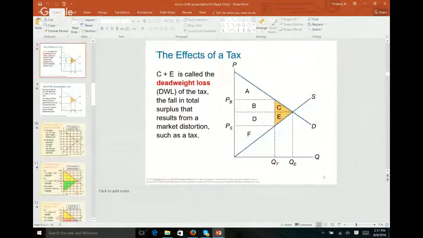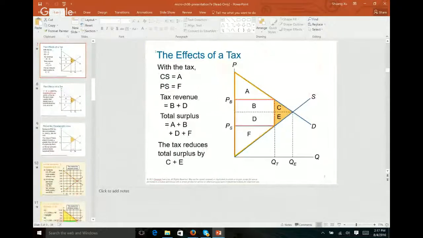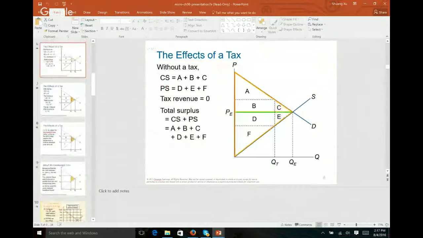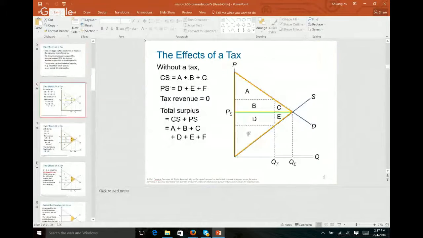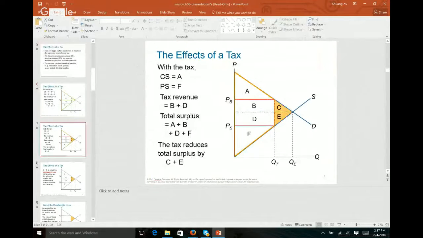So for C and E, let me go back. This is a better picture over here. So before tax, consumer surplus is A, B, and C. Producers is D, E, F. And then with tax, consumers is A, producers is F, tax revenue is B and D. So total surplus is A, B, D, F. So areas C and E, nobody has them anymore. So we call this C and E the deadweight loss. There's an inefficiency in the market, and nobody can claim them anymore. Therefore, deadweight loss is bad, or tax is bad.